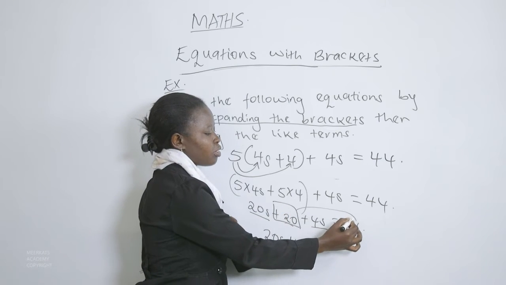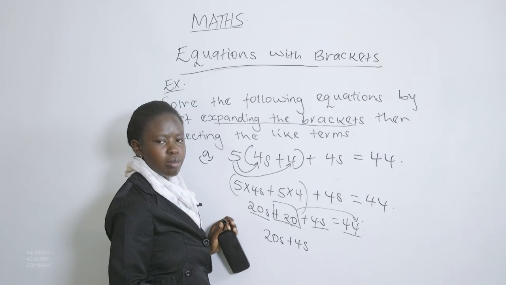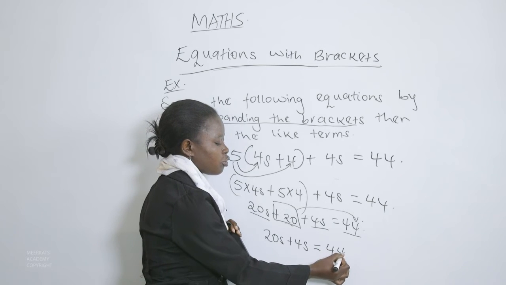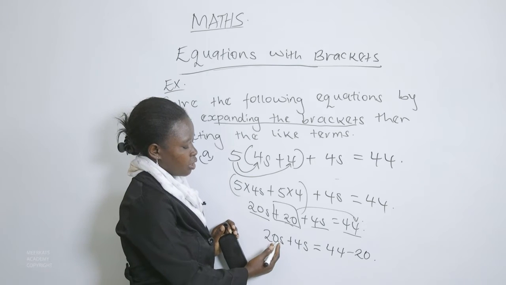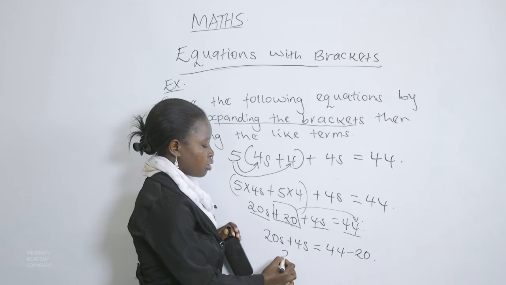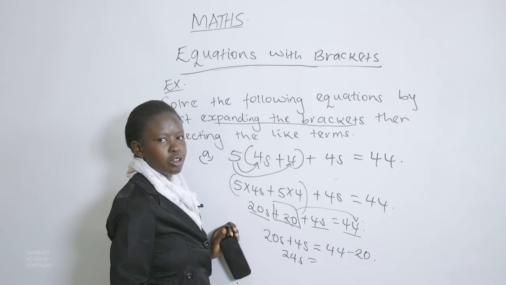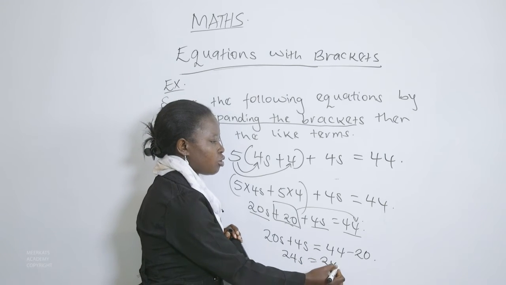When it crosses the equal sign to the other side of the equation, it becomes a minus 20. So it will be equal to 44 minus 20. So 20s plus 4s gives us 24s, which will be equal to 44 minus 20. 44 minus 20 is 24.